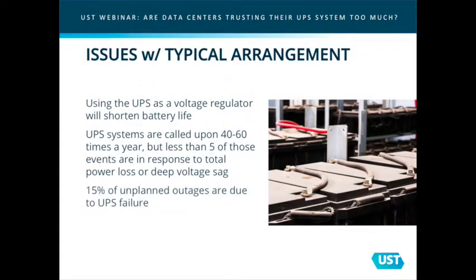And as we stated earlier, remember 15% of unplanned outages are due to UPS failure. So our alternative is to offer a voltage regulation product that takes care of perhaps 40 to 60 events a year that would have otherwise had to be addressed by the UPS. So we've lightened the load on the UPS, and we've extended its life.